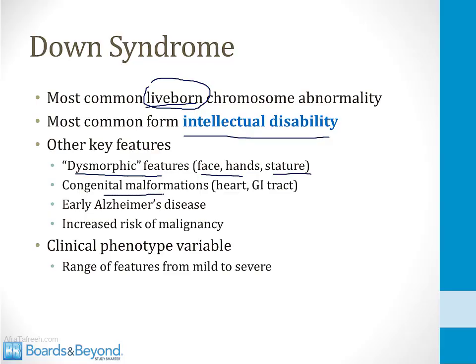Congenital malformations are also common in Down syndrome. We'll talk about those. These include the heart and the GI tract. People with Down syndrome develop early Alzheimer's disease, and they also have an increased risk of malignancy. And you should be aware that the clinical phenotype of Down syndrome is highly variable. There's a range of features from mild to severe. Some people with Down syndrome are highly functional and other patients are severely limited.